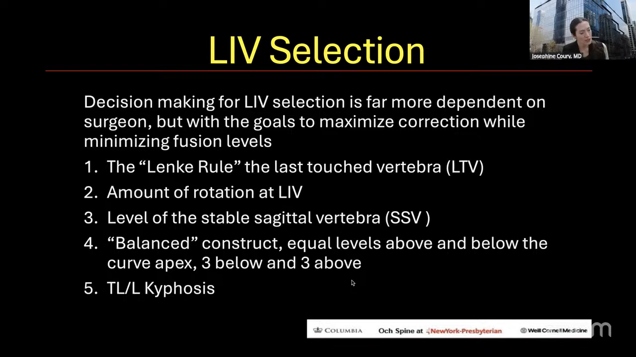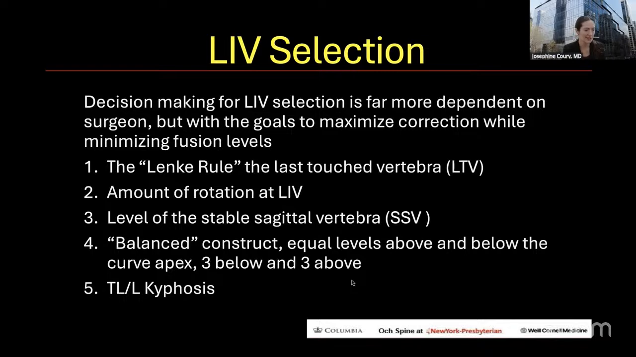And then the other thing to note, when you're planning fusion levels and looking at your LIV, is to have a balanced construct. In general, it's good to have equal levels above and below the apex of the curve that you're correcting. And if you're cutting it short for your LIV and have an unbalanced construct, that can absolutely lead to distal adding on for these patients.